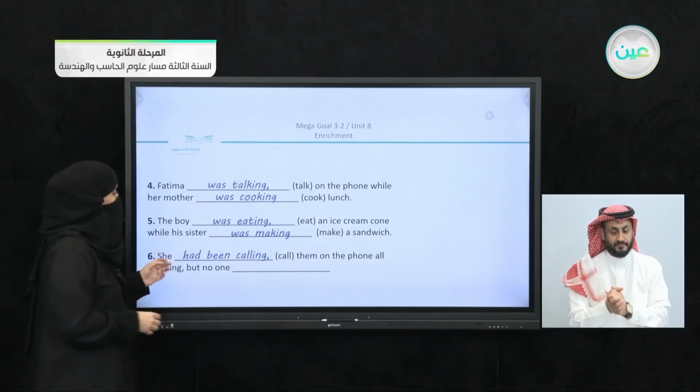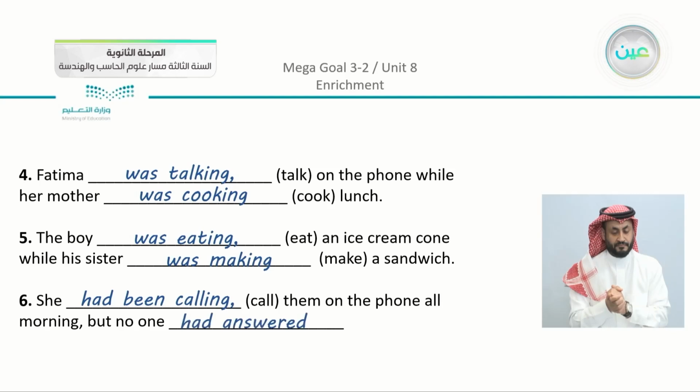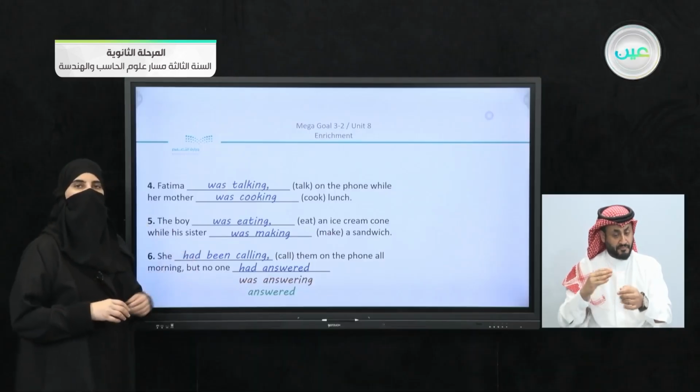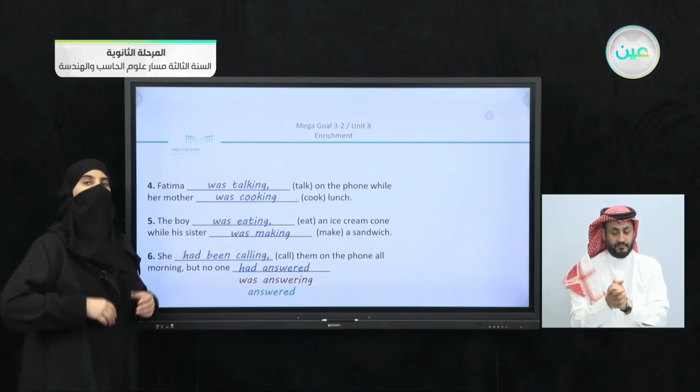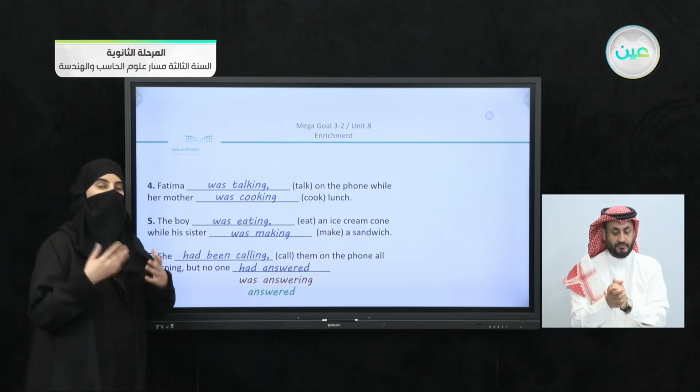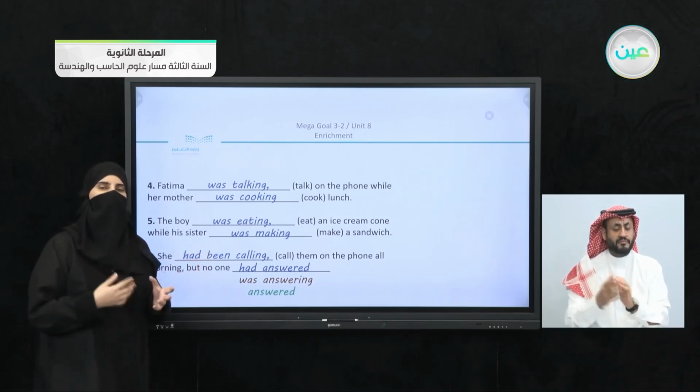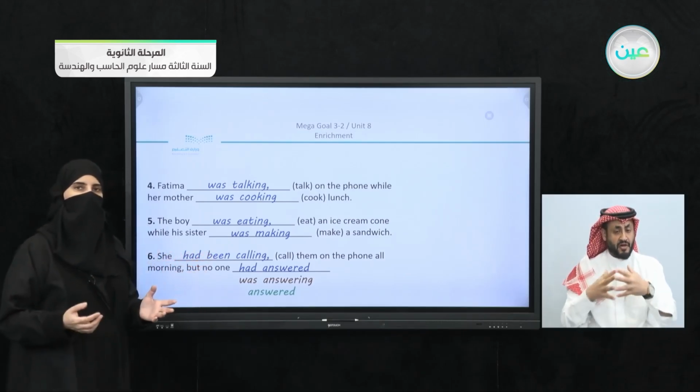We can say, but no one had answered. Or you can say, but no one was answering. And if you say, but no one answered, it is also correct. So we have 3 options that you can apply within the sentence. You can see that all of these sentences I answered with you in the exercise based on the complete meaning of the sentence.